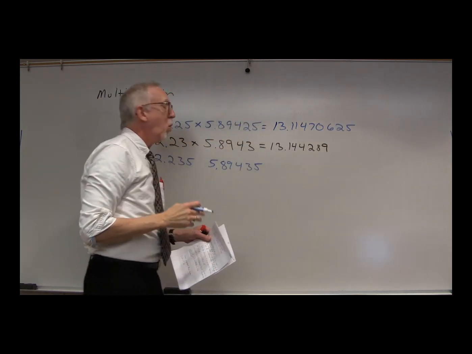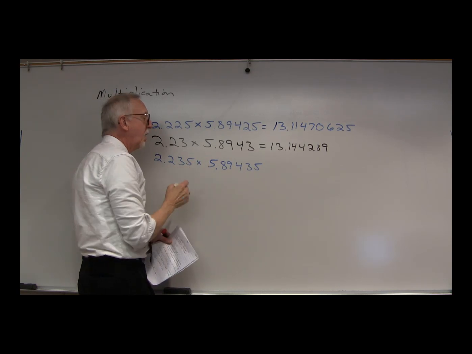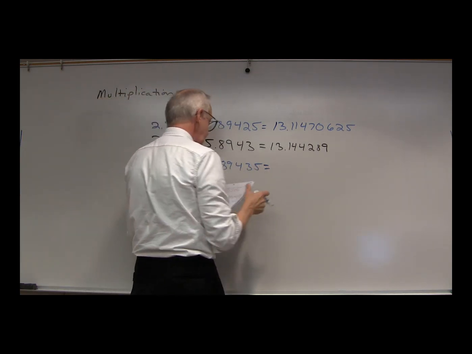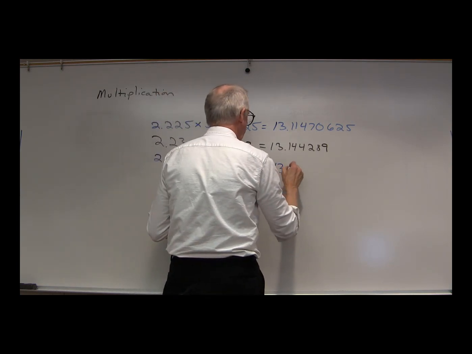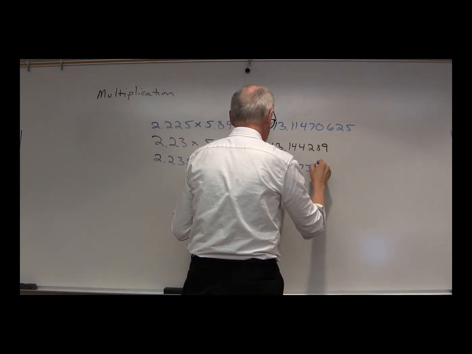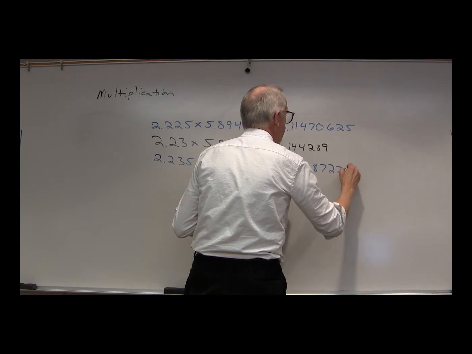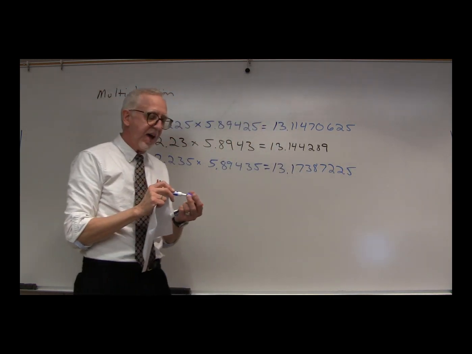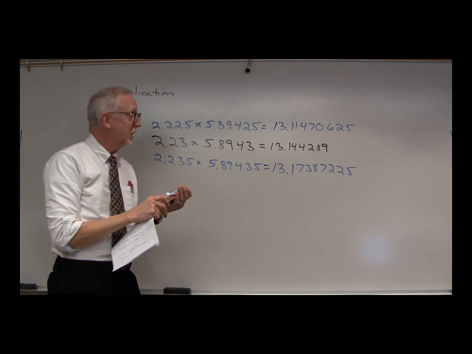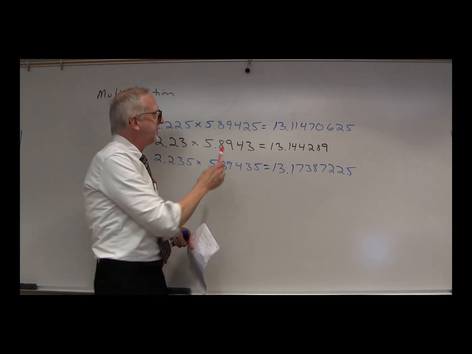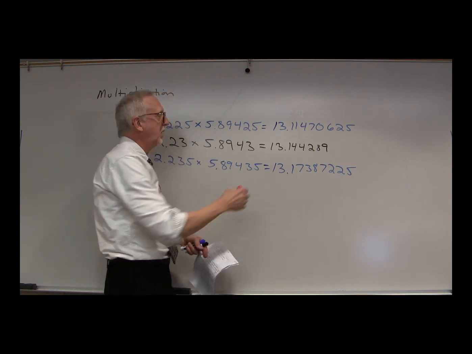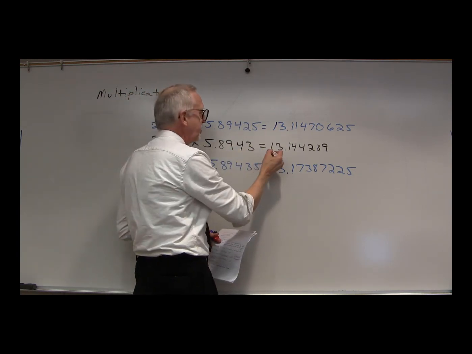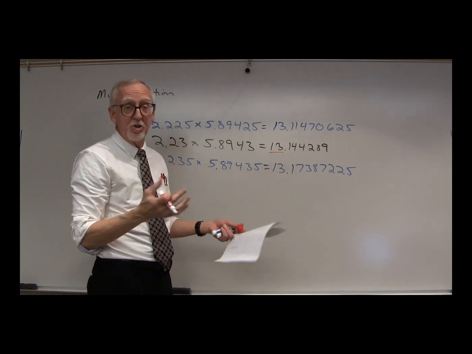13.11470,625. Or the product could be as large as the product of these two larger values, which turns out to be 13.173872225. So what can we really say about the product that we're looking for? Well, can we really say it's 13? Well, it could be as small as 13 or as big as 13, so yeah, we can say the product is 13, at least 13.